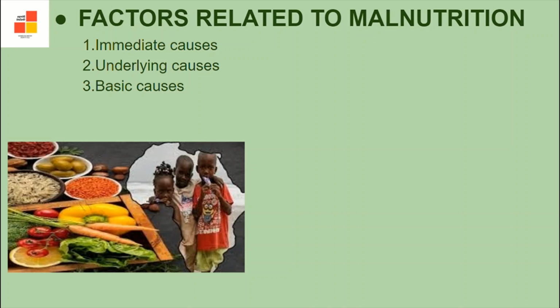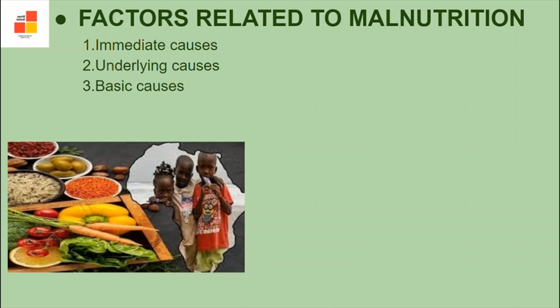Underlying causes include less availability of food due to poverty, faulty childcare practices, inadequate health services in rural areas, discrimination against the girl child, inadequate education, and no knowledge about a balanced diet.